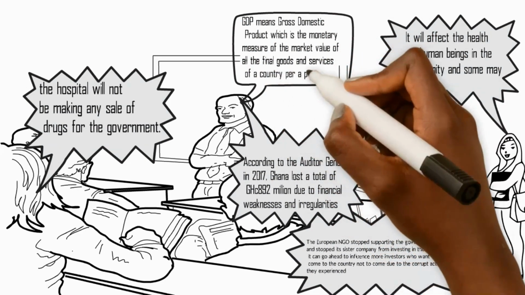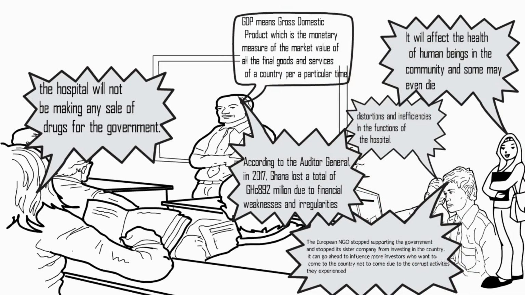If all these industries engage in acts like the three at the hospital, what will become of this monetary measure of final goods and services? The GDP will be small. Good. This means that corruption can also lead to low gross domestic product of a country.